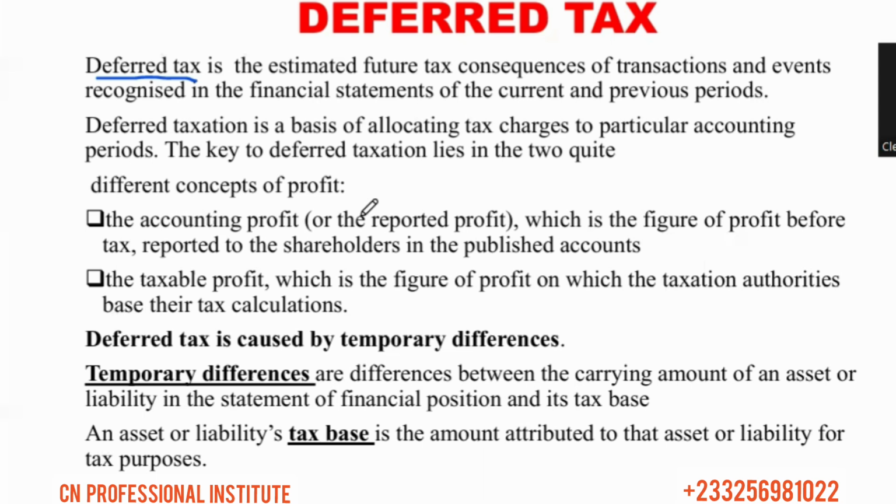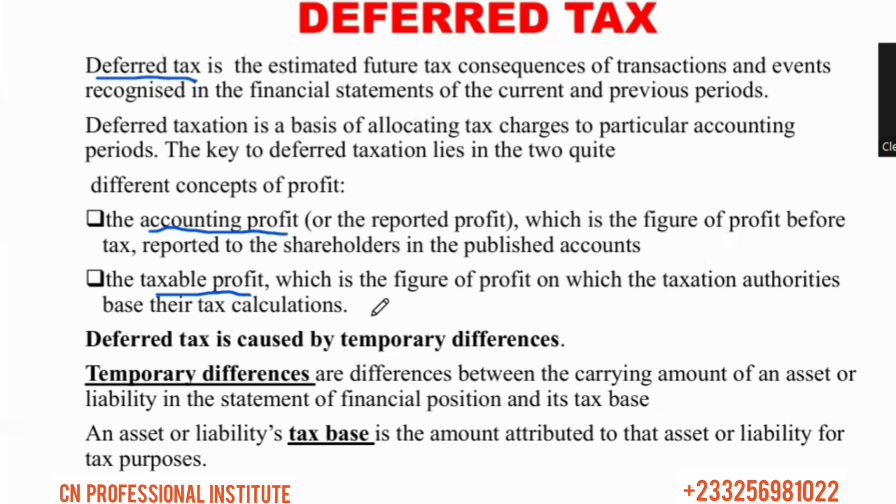Now, it says deferred tax is caused by two main things: accounting profit, which is the figure of profit before tax reported to the shareholders in the published account, and taxable profit, which is the figure of profit on which taxation authorities base their calculations. So we are saying that deferred tax arises from the difference between accounting profit and taxable profit. In the previous video we looked at accounting profit. We took the accounting profit and adjusted it to get the taxable profit.